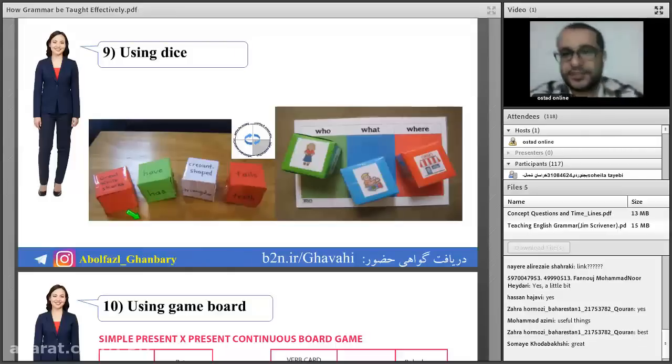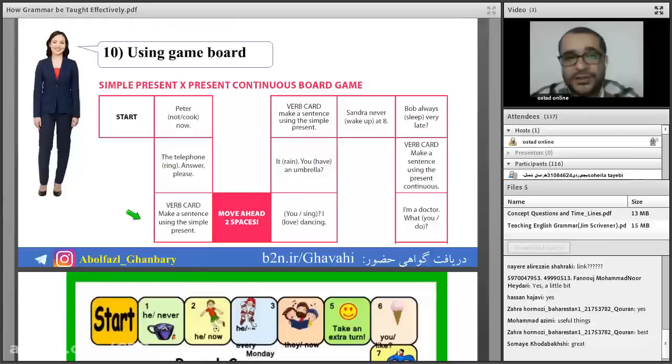Again, using dice is very useful for practicing and presenting form. By throwing or rolling the dice, the learners can make sentences by choosing appropriate parts of sentence and putting them in order. If you Google using dice for teaching sentences and grammatical rules, you can find a lot of ideas. The next one is using game boards.